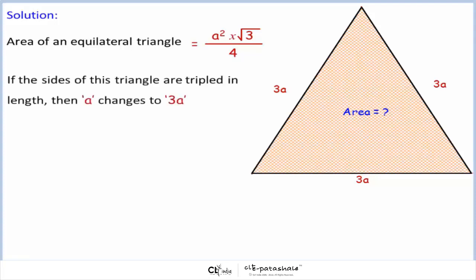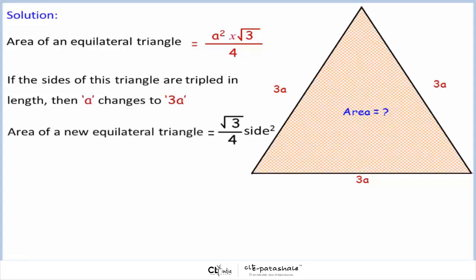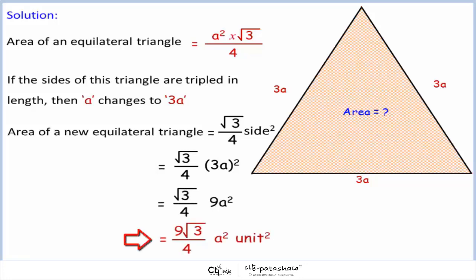If the sides of this triangle are tripled in length, then A becomes 3A. Area of this new equilateral triangle is equal to square root of 3 divided by 4 multiplied by the square of the side, which is equal to square root of 3 divided by 4 multiplied by 3A whole square, or 9 multiplied by square root of 3 divided by 4 A square square units.